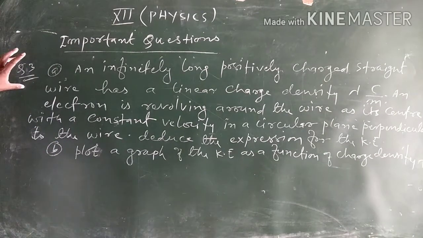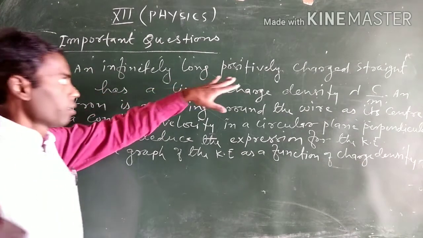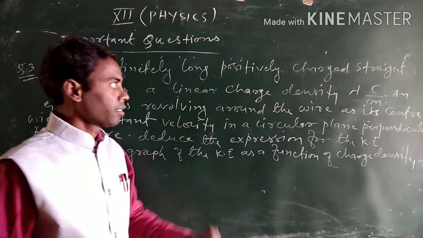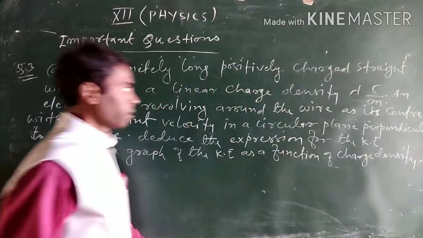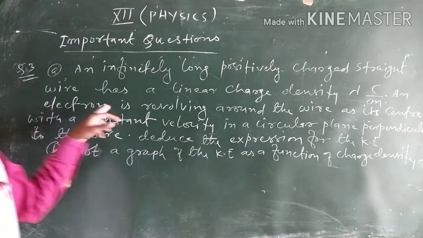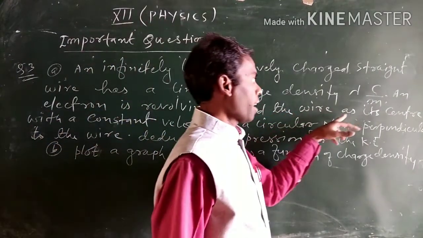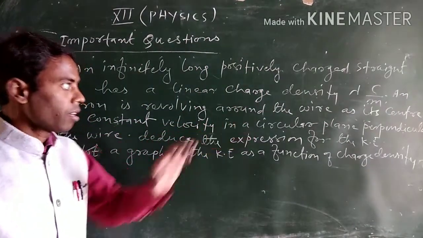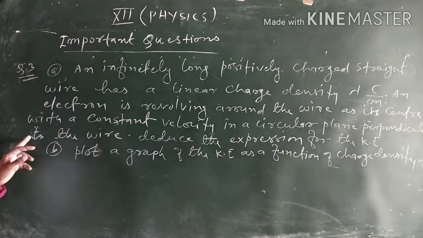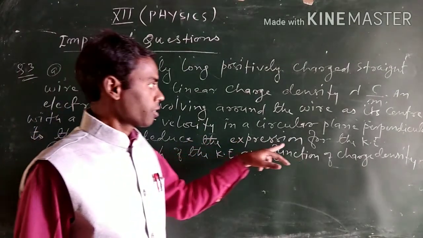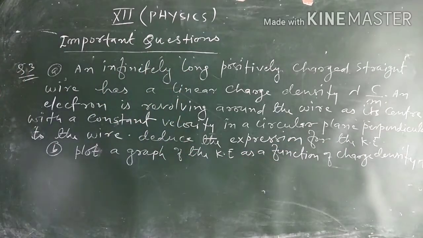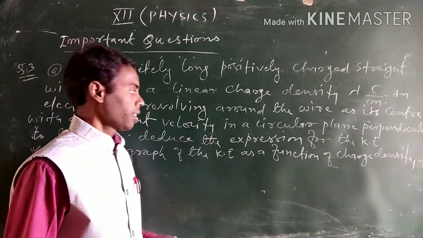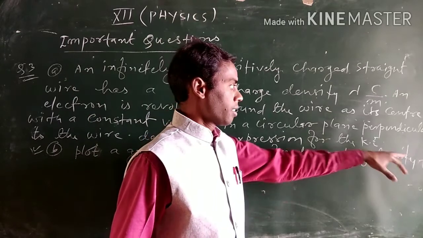An infinitely long positively charged straight wire has a linear charge density lambda coulomb per meter, and an electron is revolving around the wire at its center with a constant velocity in a circular plane perpendicular to the wire. Deduce the expression for the kinetic energy. Second, plot the graph of the kinetic energy as a function of charge density lambda.